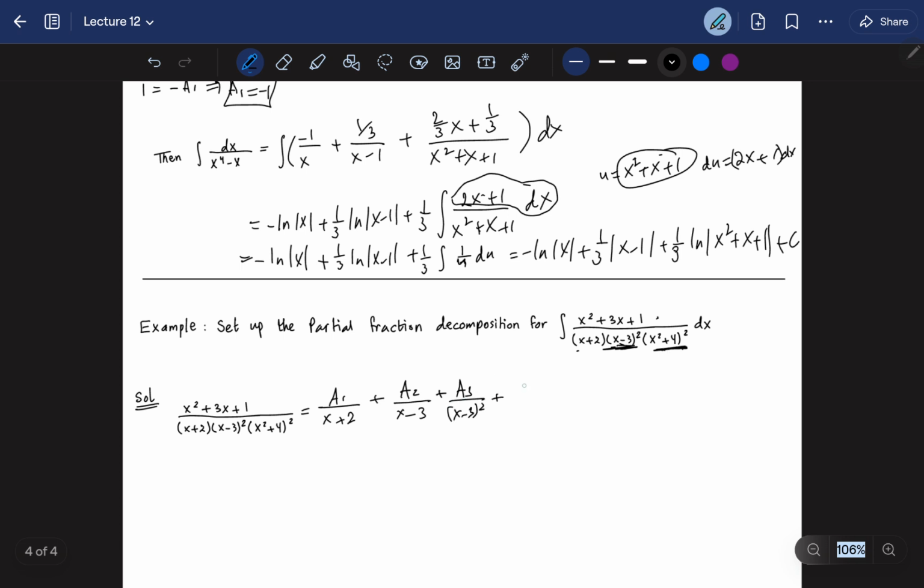Now this quadratic factor, I need to have a linear numerator for, but since it's repeated, I need to put it twice. And we're done. So it's pretty complicated. I'm not going to ask you to find the values of all of these constants because it's going to be a very long process and probably mistakes would happen along the way. So the main thing here is being able to set up the partial fraction decomposition.